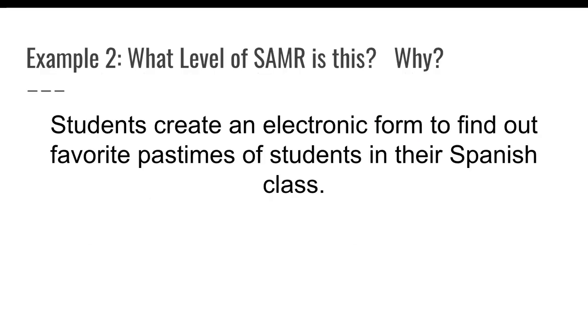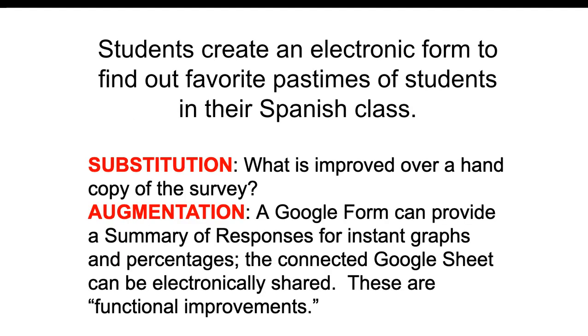Next example, students create an electronic form to find out favorite pastimes of students in their Spanish class. Well, there's 2 possibilities here. First off, we might say it's just substitution, because we might ask the question, what is improved over a hand copy of this survey, except for possibly having it for posterity where it would be easier to pass out. You might not see much more of an opportunity of digitizing this over a hand-printed or photocopied version of the survey.